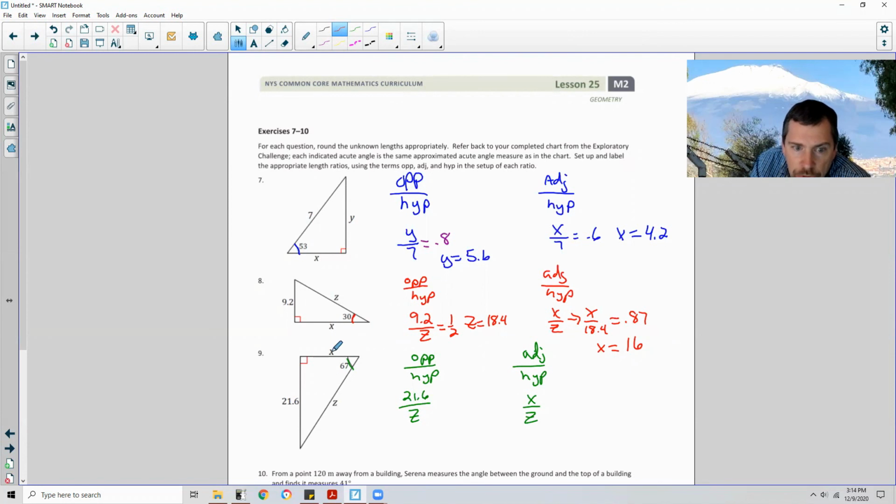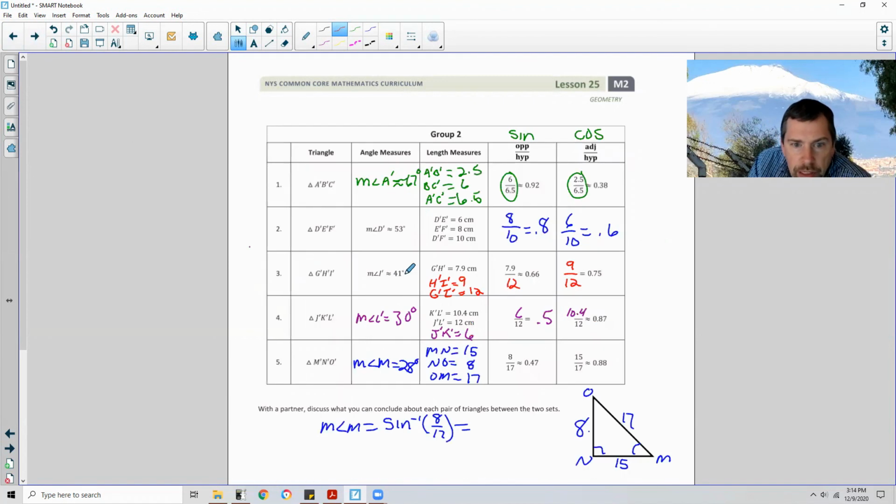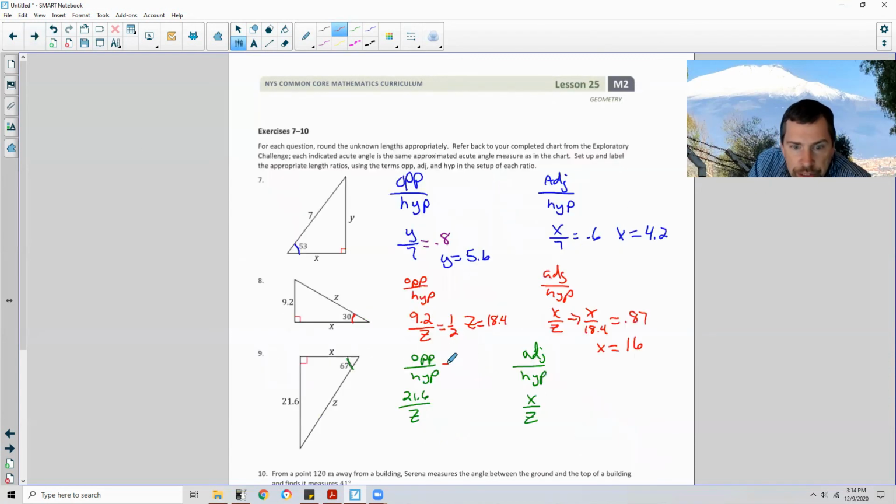So we're just using our table to answer these questions because the reference angles are equal. That's all this is. So we have opposite over hypotenuse. And if I go back to my 67-degree triangle, 67 degrees is number 1. Opposite over hypotenuse was 0.92. So then I bring that value over here and I say, opposite over hypotenuse is equal to 0.92. So this 21.6 over z is equal to 0.92. Cross multiply, and I'm going to get 0.92 z equals 21.6.